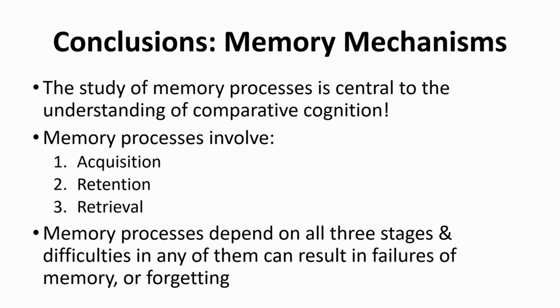So our three processes, acquisition, retention, and retrieval, relate to pretty much everything when it comes to comparative cognition. Our memory processes depend on all three of those stages, and a difficulty at any one of those stages can result in failures of memory or forgetting or some other kind of retrieval problem. So hopefully having some examples, some studies to go over and chat about for each of these helped enhance your understanding of the topic and will help with your retrieval of the information on future testing situations.